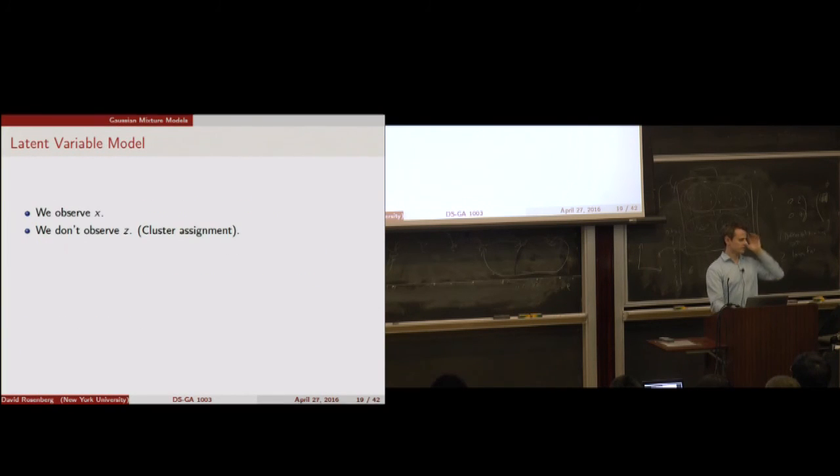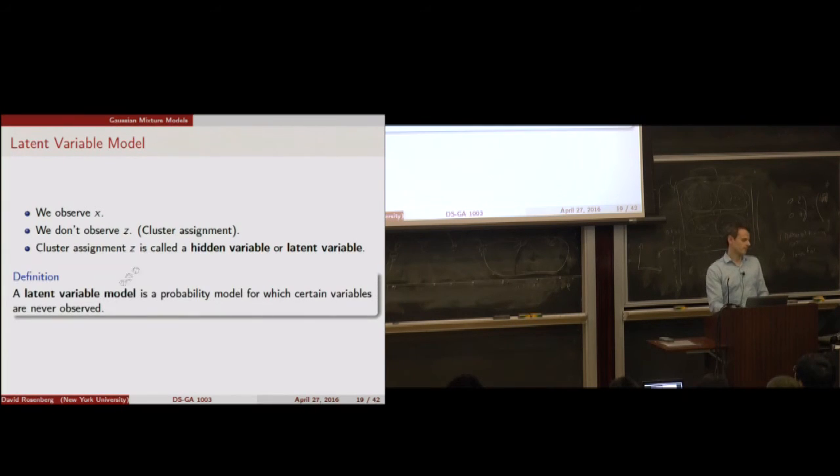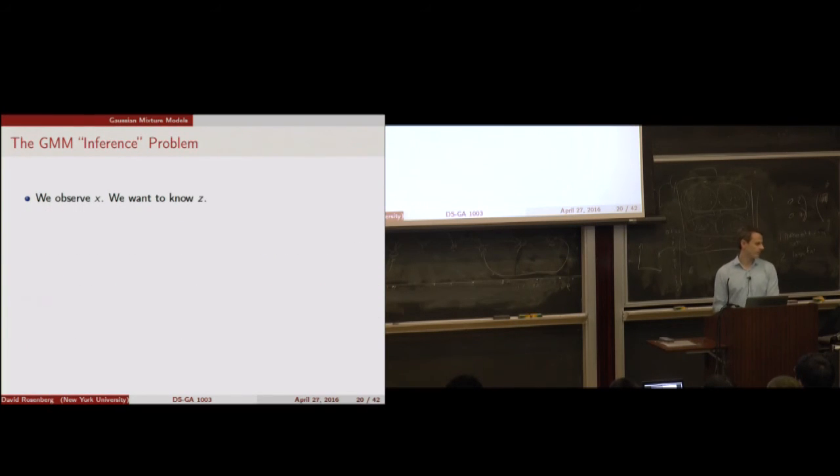Okay. So this is called a latent variable model. So we observe x, we don't observe z. That's the cluster assignment. The unobserved thing is called the hidden variable or latent variable. And a latent variable model is a probability model for which certain variables are never observed. If you've heard of LDA, latent Dirichlet allocation, that's another example. So Gaussian mixture model is a latent variable model.